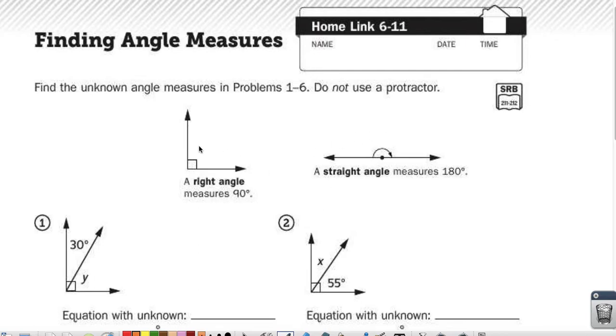A right angle measures 90 degrees and a straight angle measures 180 degrees. If you remember, two angles whose sum equals 90 degrees or a right angle, we call those complementary. And two or more angles whose sum is equal to 180 degrees or a straight angle, we call them supplementary.